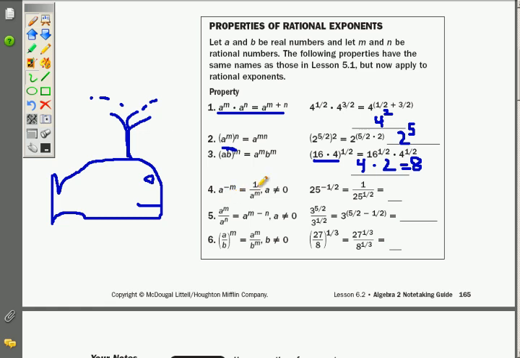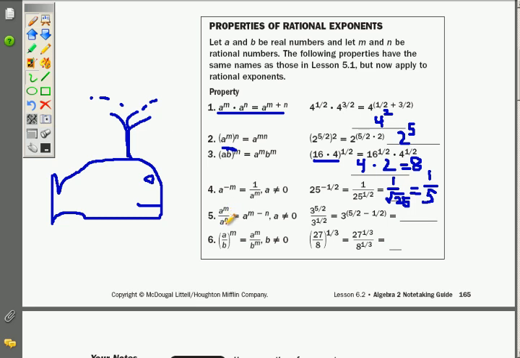A to the negative m is going to go to the bottom of the fraction. So if I have 25 to the negative 1/2, well, look what happens. 25 goes to the bottom. I end up with 1 over the square root of 25. And luckily, the square root of 25 is something easy, like 5, so I don't have to worry about having square roots on the bottom.